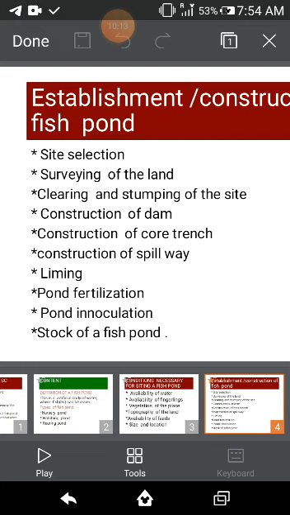8. Pond inoculation. Pond inoculation is the introduction of plankton species into the pond. You are to obtain some water from a plankton rich pond and pour into a newly fertilized pond. Planktons are a type of plant that helps in producing oxygen in the water so that the fishes will not lack oxygen.